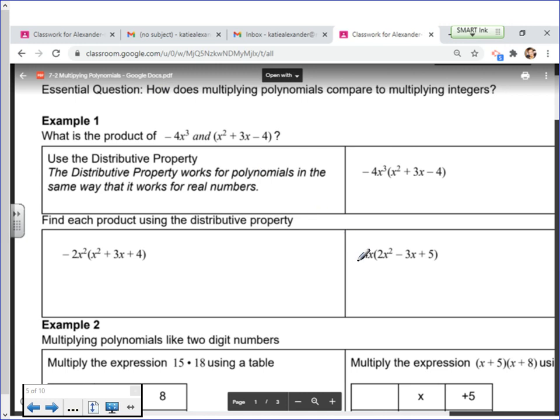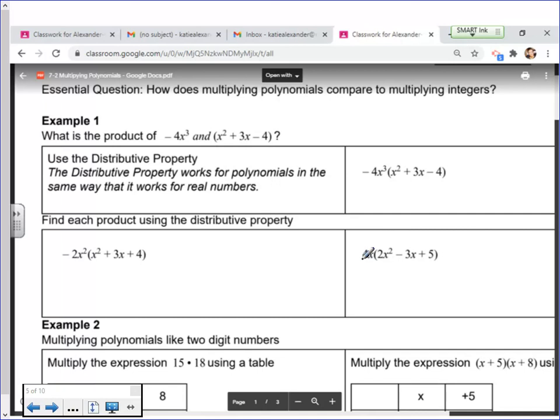All right, you guys, today we are doing multiplying polynomials. So yesterday we did addition and subtraction of polynomials. Today we're multiplying polynomials. So you're going to have to keep in mind your exponent rules that we learned kind of at the very beginning of the year. So let's go ahead and get started.